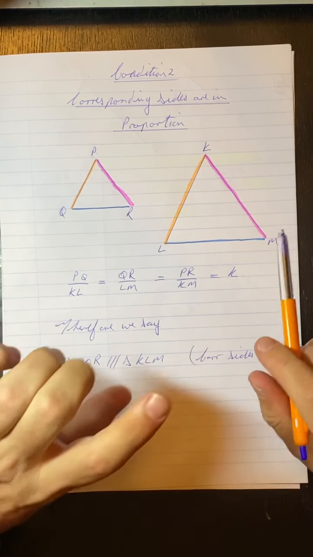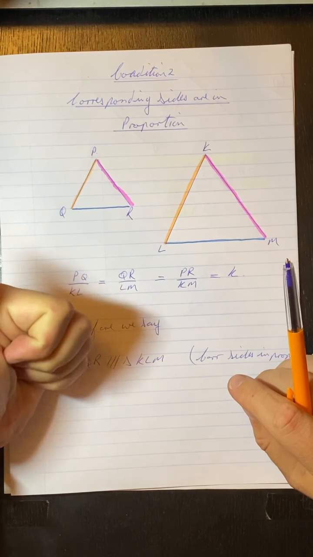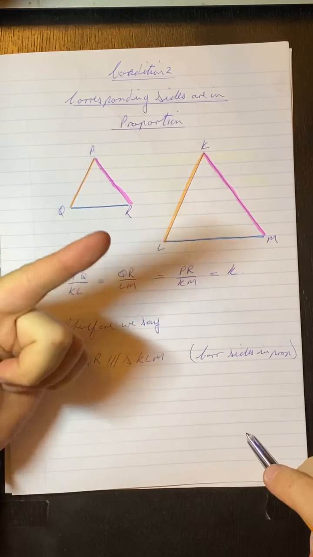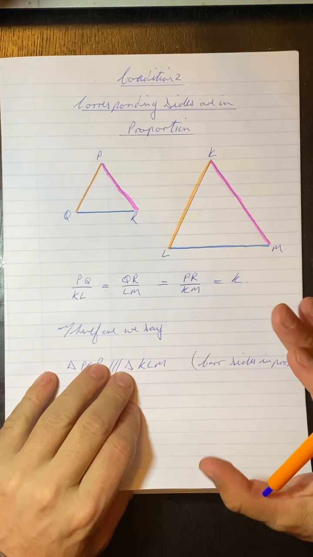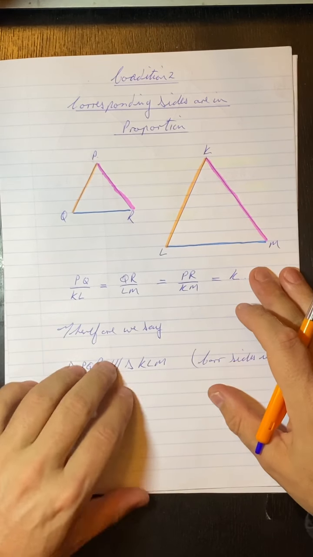Okay, so we have 2 conditions to prove similarity. The first one is AAA, equiangular, and the other one is sides in proportion. Okay, and we are going to use those 2 conditions to prove triangles are similar. So let's have a look at some examples.